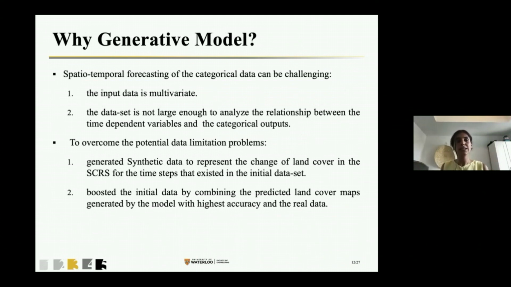The second step is about the generative model. Why we are using the generative model is that spatial temporal forecasting of categorical data is challenging because the input data is multivariate, and also the data set is not large enough to analyze the relationship between time-dependent variable and categorical output. So to overcome this limitation, we generated synthetic data to represent the change of land cover in Scotty Creek for time steps that existed in the initial data set. And after generating this data, we combine the predicted data with the initial data set we have.